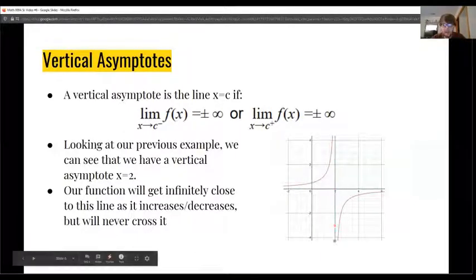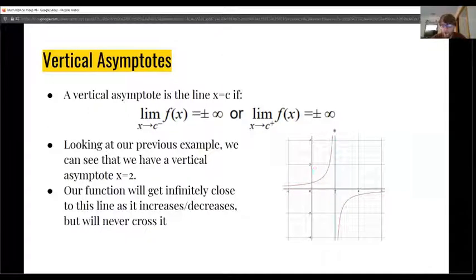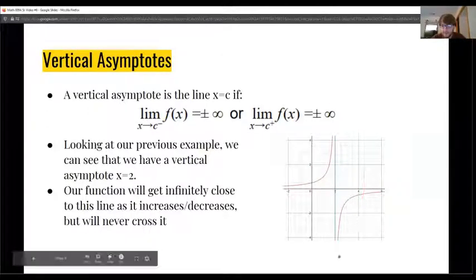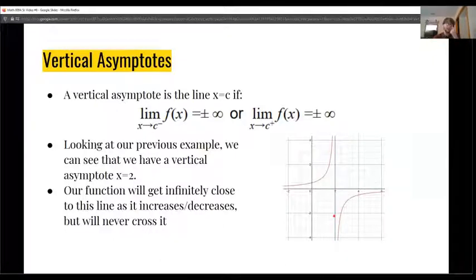Something you can notice about this is that no matter how far we increase here on the left or decrease here on the right, we're never going to cross that line. That's because our function doesn't exist at 2. So we'll get infinitely close to this line, but we're never going to cross it.